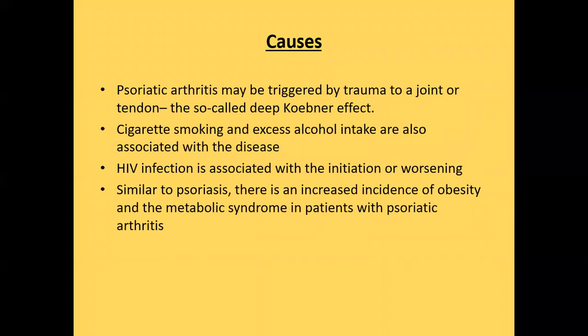Psoriatic arthritis is triggered by trauma to a joint or tendon, which is called the deep Koebner effect. Cigarette smoking or excessive alcohol consumption is associated with psoriatic arthritis. HIV infection also initiates or worsens the disease. And similar to psoriasis, psoriatic arthritis is associated with obesity and metabolic syndromes.